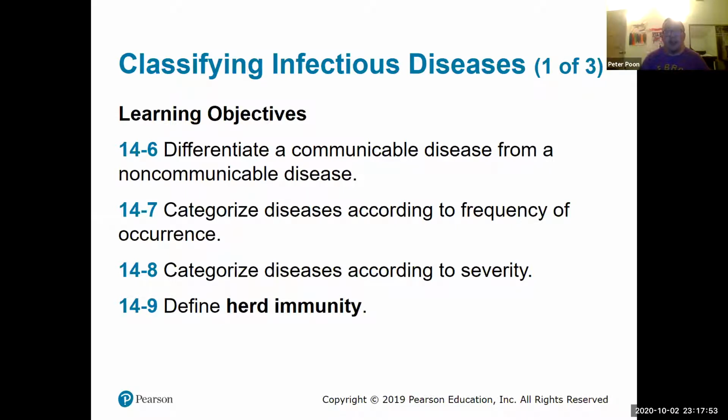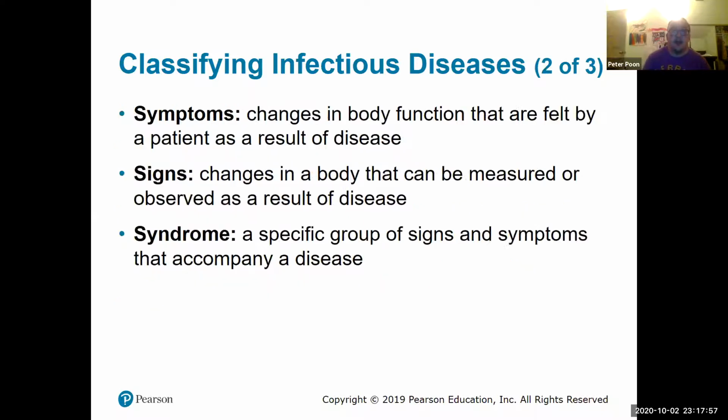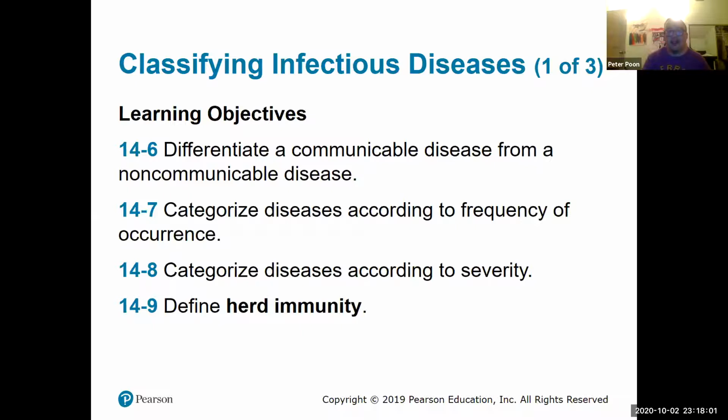Differentiate communicable disease from a non-communicable disease. Categorize diseases according to frequency of occurrence. Categorize diseases according to severity. Define the concept of herd immunity. So let's talk about all these things. You should definitely be able to do all four of these things.